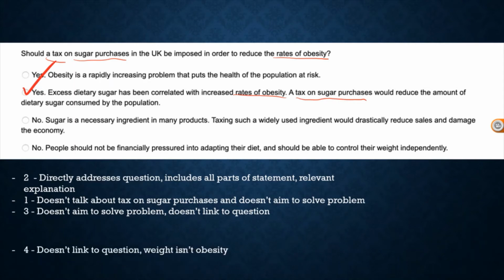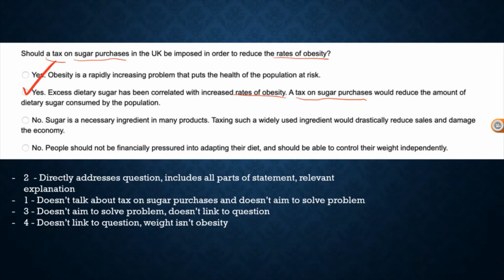And finally, the last one, it doesn't link to the question because it's assuming that weight is obesity, and it might not be obesity. Even if you know something is, you disregard that, because in the UCAT, everything you read is what you take in, and you can't be assuming something, because this assumes that weight is obesity, and therefore it's not the right answer.